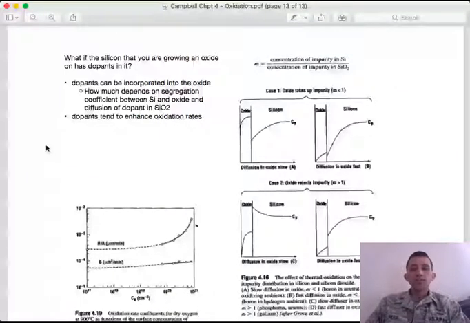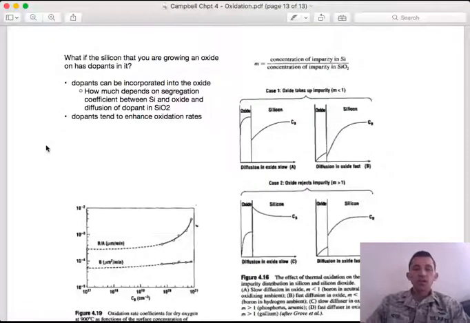Okay, so what happens if you have doped silicon? We talked about growing on crystals and adding in impurities. How does that affect the growing oxide? Well, if you recall our discussion in the last lecture about growing silicon crystals and the segregation coefficient between the liquid and the melt, there's also a segregation coefficient between the oxide and the silicon. And so those impurities will have a tendency to collect in either the oxide or the bulk silicon.